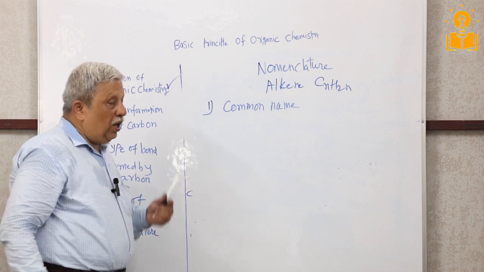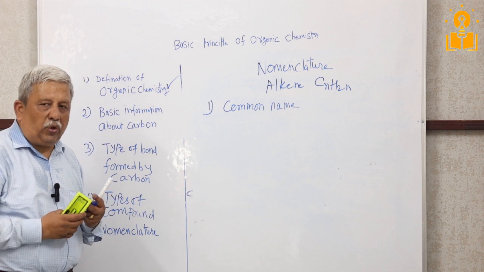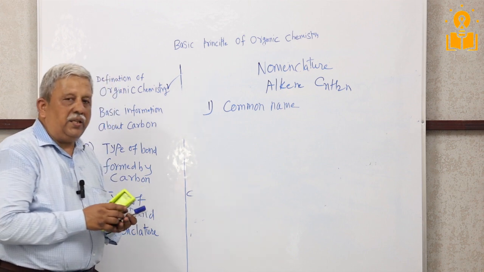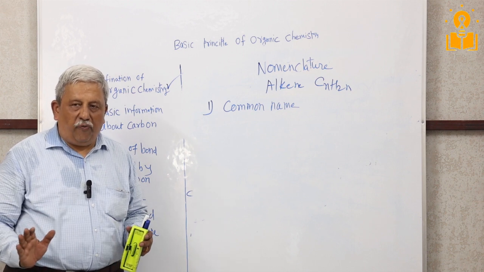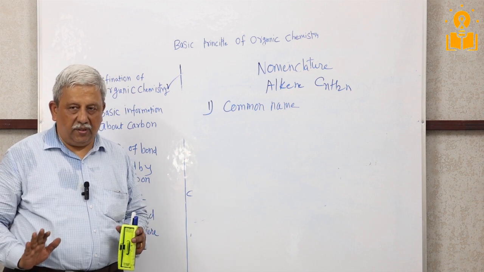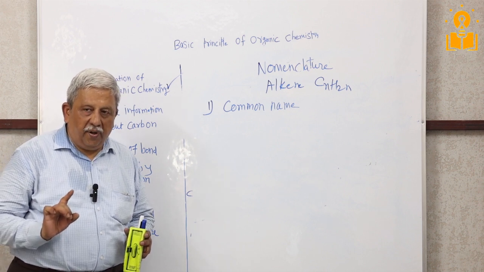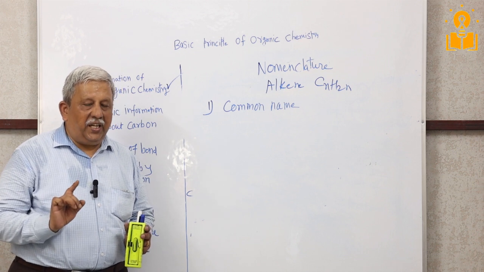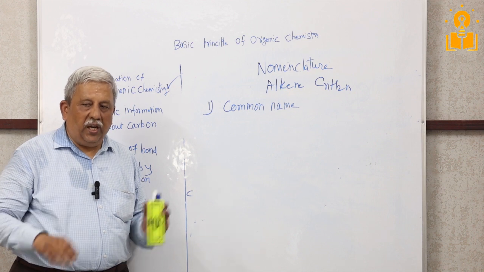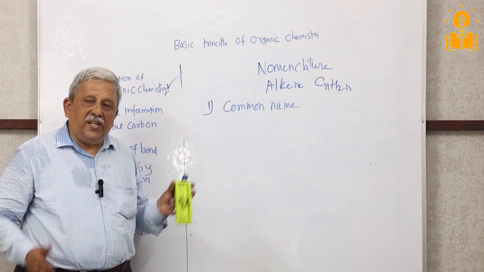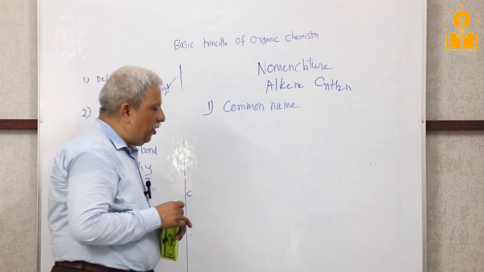In the case of the common name, here also you have to calculate the number of carbon atoms, irrespective of whether they are below the chain or above the chain. The only thing is, if there is a substituent present below the chain, then that will be called iso. That's the only difference that we see in the case of alkanes. The same is applicable here. So let us start with the compound.